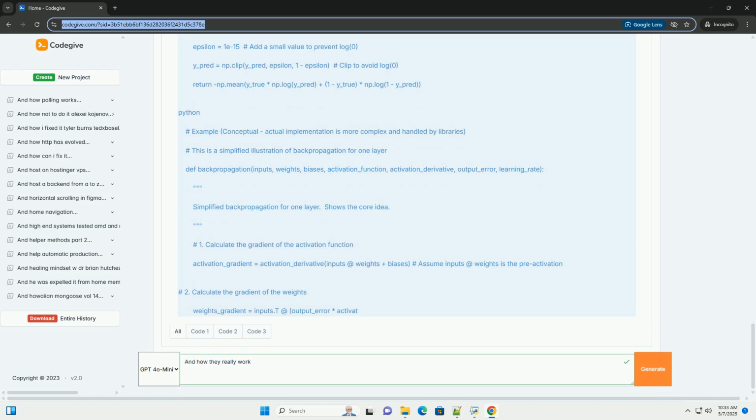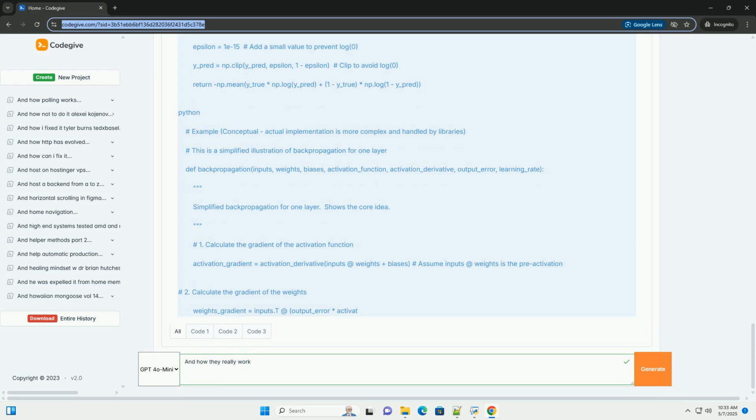Batch size, the number of training examples used in each iteration. Number of layers and neurons, the architecture of the network. Regularization parameters, the strength of regularization techniques. Use techniques like grid search, random search, or Bayesian optimization to find the best hyperparameter values. Tools like Keras Tuner are very helpful.